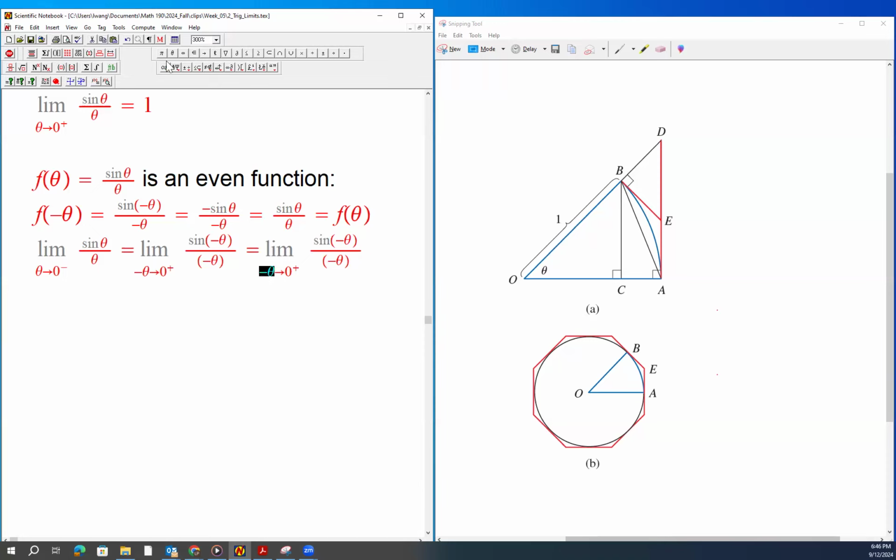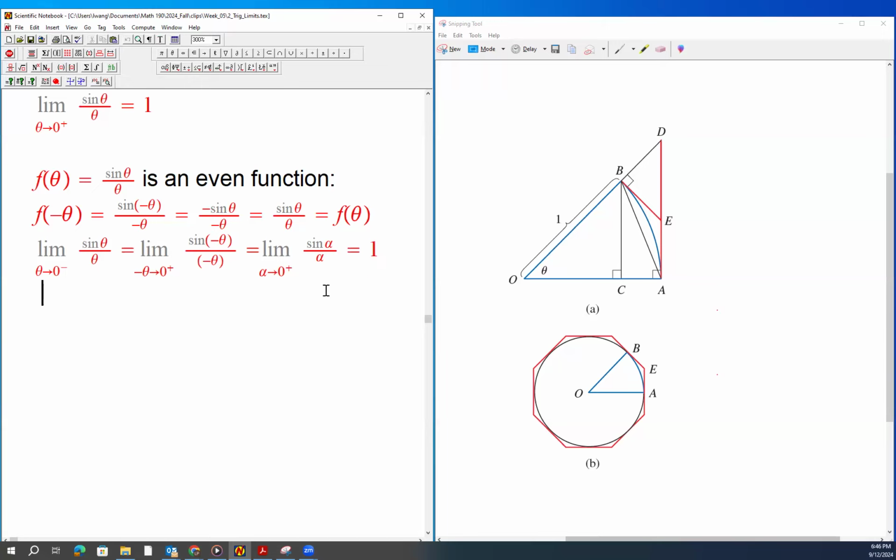So negative theta, we can view it as an alpha, and this is an alpha, and this is an alpha. So that's how the substitution works. So at this point, we can use the result we learned here because alpha approaches 0 from larger than 0. So this equals 1.